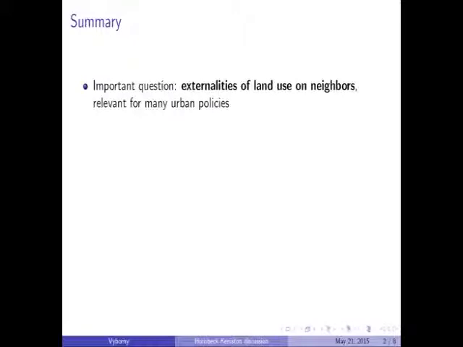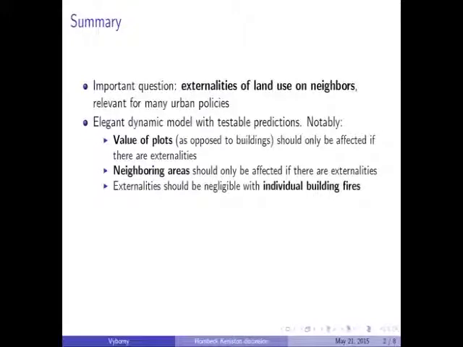So it's a really important question. These issues of externalities of land use on neighbors are really relevant. As the presenter said, on a lot of contemporary urban policy issues, even though the fire itself isn't a policy implication, there are a lot of really important policy implications that we should be thinking about, including in the context of developing country cities, IGC.